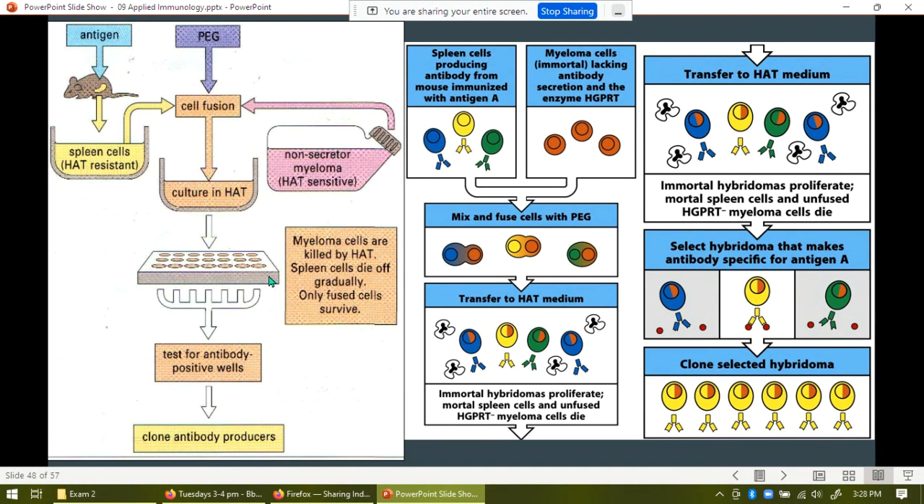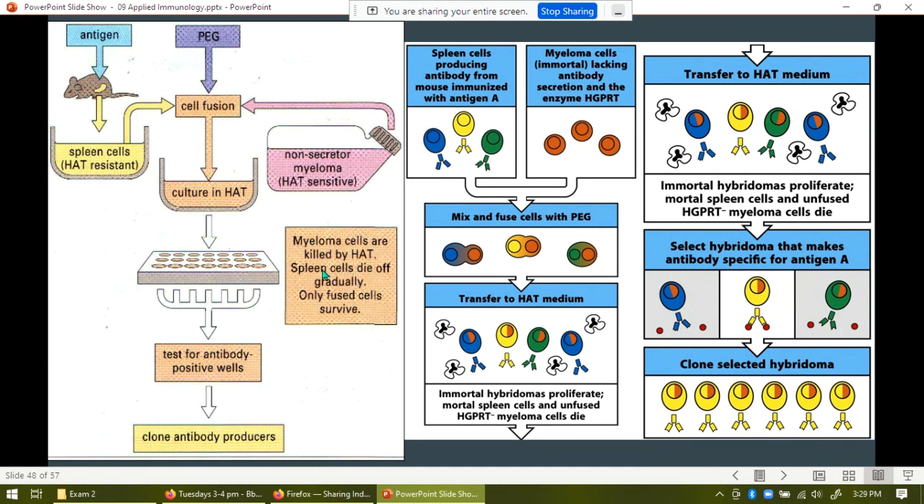You culture them in these big plates. You're going to make probably 100 of these plates that have 96 wells each. So this takes tons and tons of pipetting, but you can make millions of dollars if you do this correctly. The myeloma cells, during the 7 days of incubation in these plates, are killed by the HAT media. The spleen cells die off after 3 to 5 days because plasma cells are not immortal, they die in culture. Only the fused cells survive.